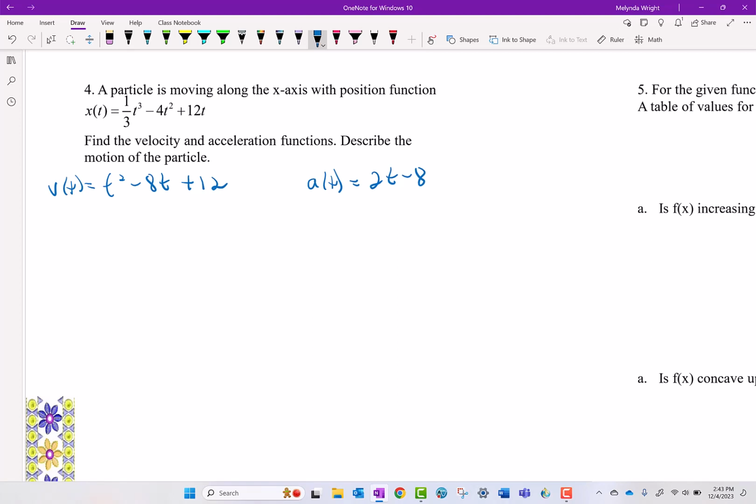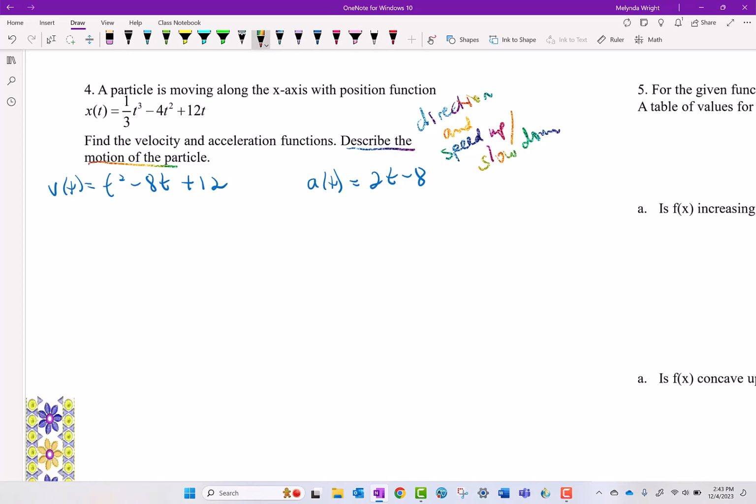Now, in order to describe motion, what are we looking at? To describe motion, we want to know direction. So are we going left or right? We're on the x-axis, so we're going back and forth, right? And we want to determine whether we are speeding up or slowing down. We're looking at those two scenarios, speeding up or slowing down.